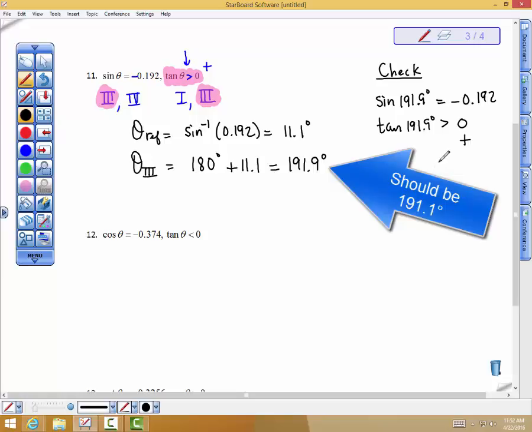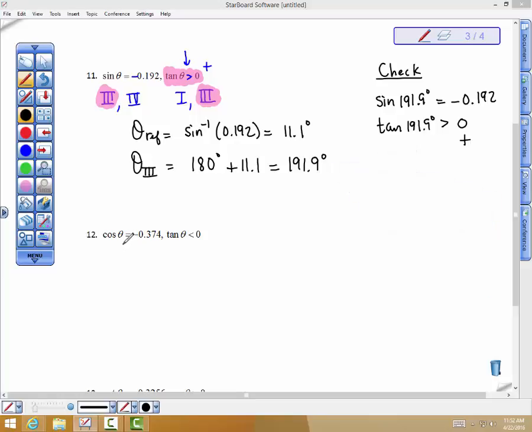Why don't you pause the video and do the next problem? Okay, so we do have cosine is negative and tangent is negative, because it's less than 0. Let's see, cosine is negative in 2 and 3. Tangent is negative in 2 and 4. So these meet in the second quadrant. So I just want to find a second quadrant angle.